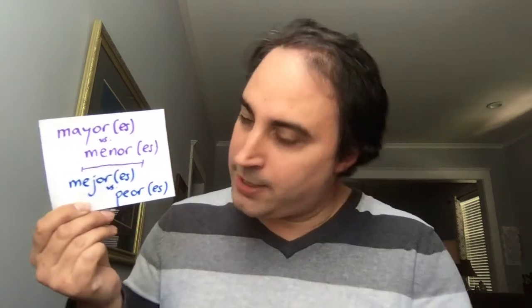Okay, let's repeat this. Mayor, menor. I realize that mayor is spelled like mayor in English, but it is pronounced differently in Spanish. Okay, mayor means older, menor means younger, in the case of talking about the age of people. And then underneath, we have two other words. Mejor, and its plural, mejores. Peor, and its plural, peores.